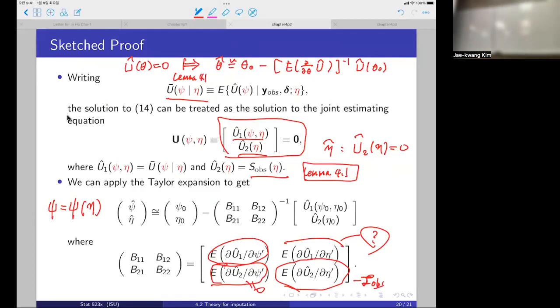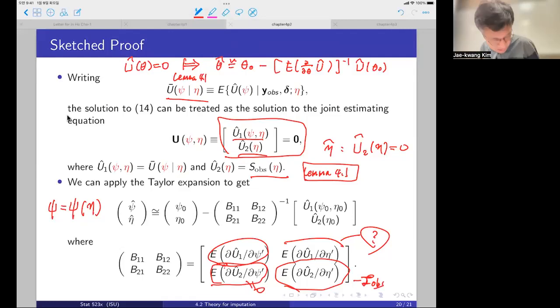Okay. Yeah, that's a really good point. That's the point, so you're right. Because psi is a solution to the given estimating equation, which depends on the model parameter, we may not know the form explicitly. Okay, I see your point.